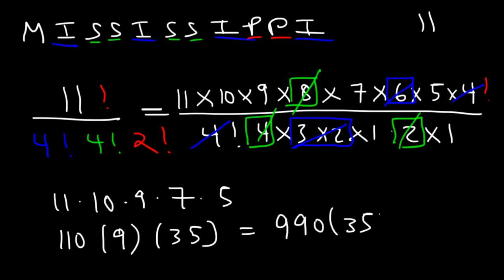Now we need to multiply 990 by 35. And I'm going to use a calculator at this point. So this will give you 34,650. So that's the answer.